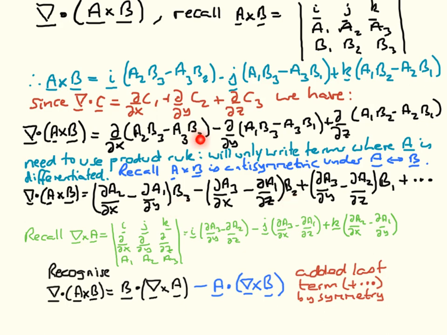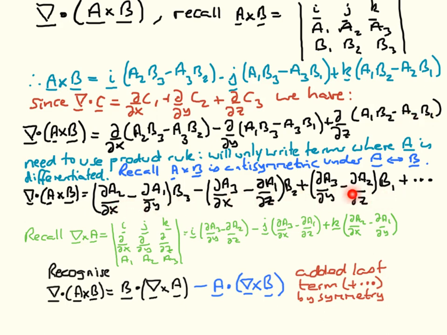B2, because here and here, and I'm going to get minus the derivative of A3 with respect to x, that's written here, and I'm going to get plus the derivative of A1 with respect to z, and I'm going to write that plus as minus minus. So I've written that in this way. And similarly, the terms multiplied by B1, which come from here and from here, are going to give me this.